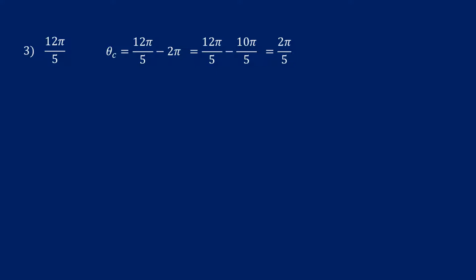So 2 pi over 5 is coterminal to 12 pi over 5, but is this the angle that we're looking for? So I ask myself, can I subtract again? Well, if I subtracted 10 pi over 5 from 2 pi over 5, I would get a negative angle. So 2 pi over 5 is the least non-negative coterminal angle to 12 pi over 5.